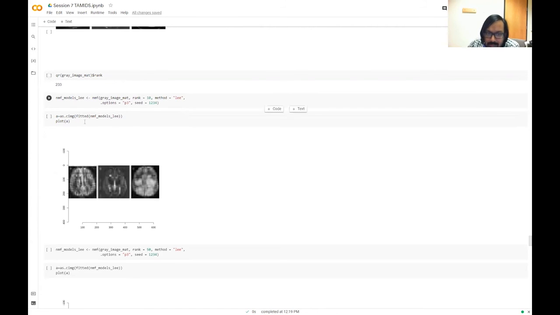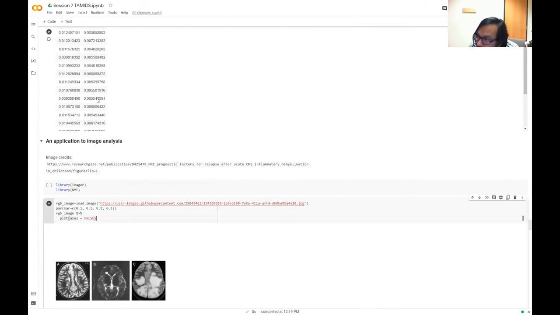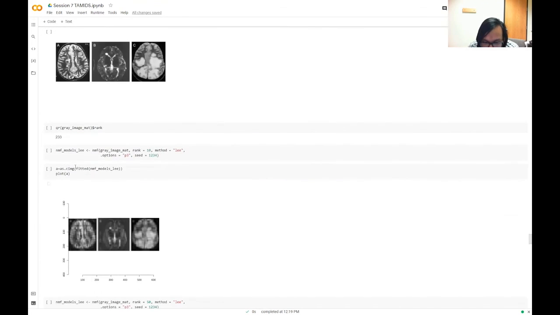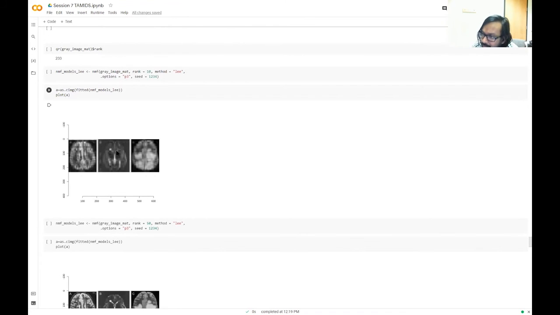Now, once we have this, we are going to do the fitted of NMF. Remember that fitted gives you the approximate target matrix. And then as.cimg converts this matrix to the form of an image. As.cimg converts a matrix to an image. So basically, we reduce the dimension to 10, r equal to 10. Then we use the fitted function to get the approximate target matrix, and we convert it to an image, and then we plot it. And this is what it looks like.